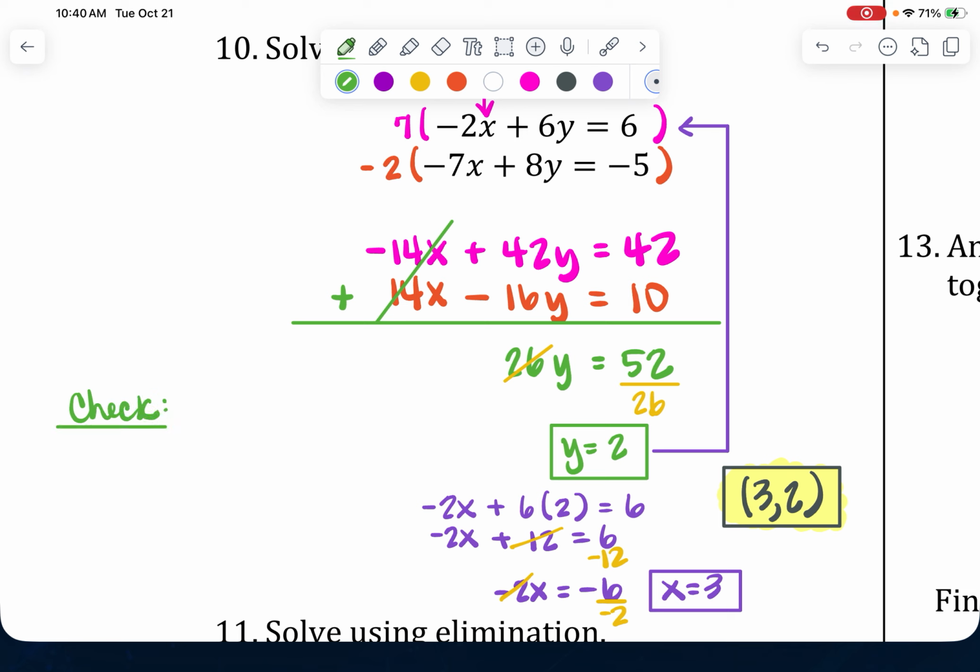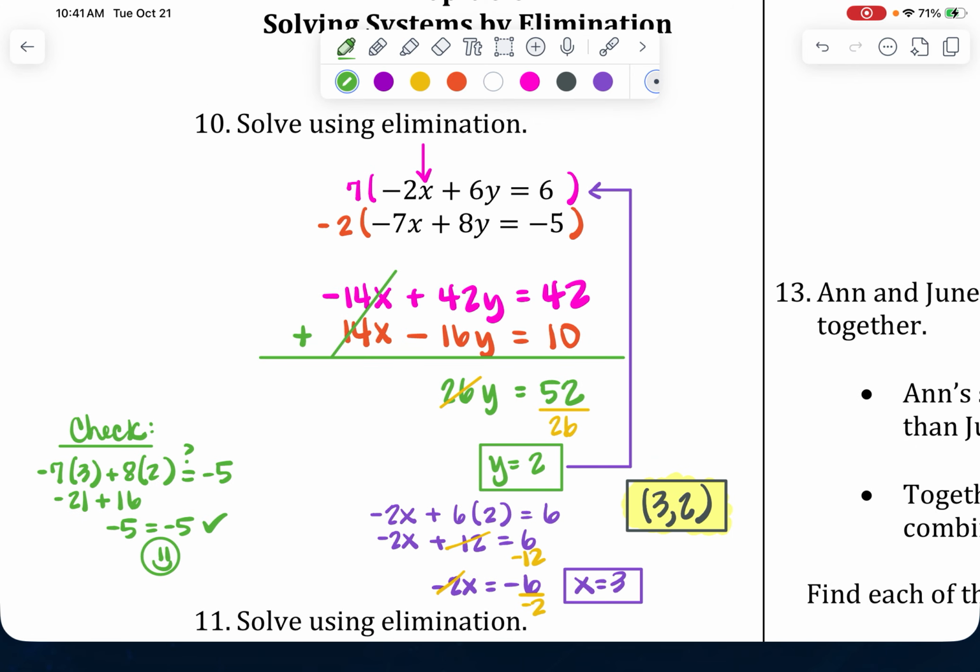Now again, I already used my top equation to find x, so I should be good to go there. So I'm just going to make doubly sure if I use the bottom equation and plug a 3 in for x and a 2 in for y, do I get negative 5 like that second equation tells me I'm supposed to? Well, let's see. That gives me negative 21 plus 16, and what do you know? That does give me negative 5. Right, so it works in both equations. Yay. All right, almost done.